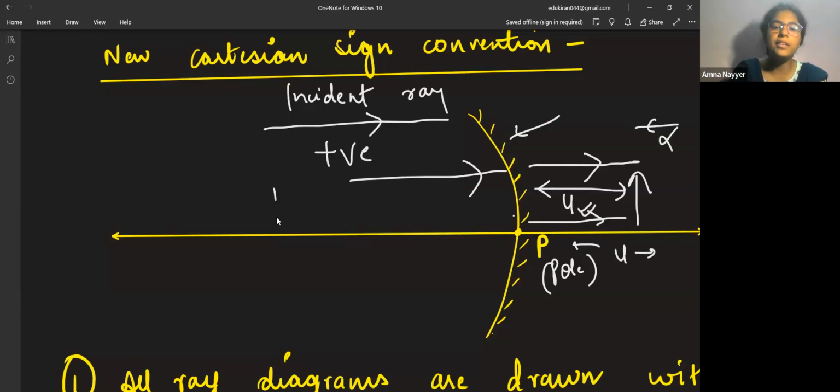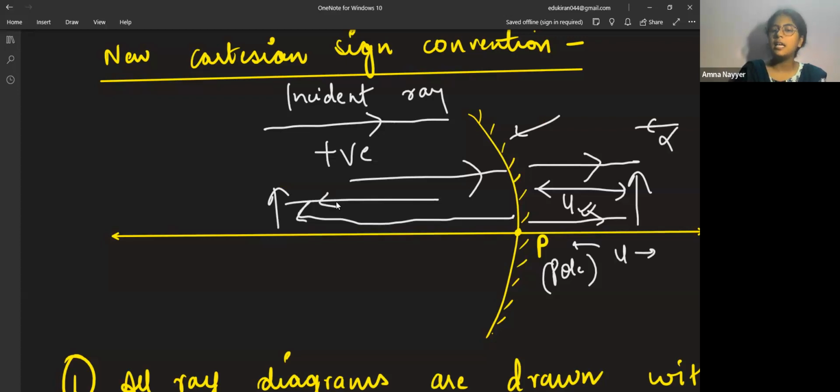Take the same example. I have kept an object over here. How will I calculate? The incident ray will be falling on the mirror like this. Now from the pole, I'll be moving. If from the pole I am moving like this, which direction is this? This is exactly opposite to the incident ray, so negative. Here this was positive, we were moving along the direction of incident ray, left to right. Here this is becoming right to left, opposite. This will be negative because this is opposite to the direction of incident ray.